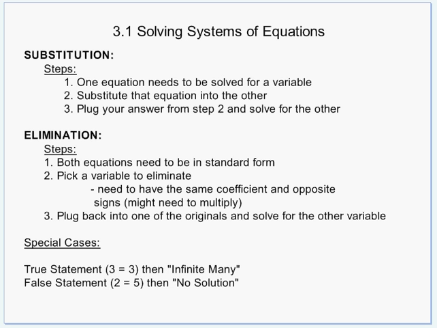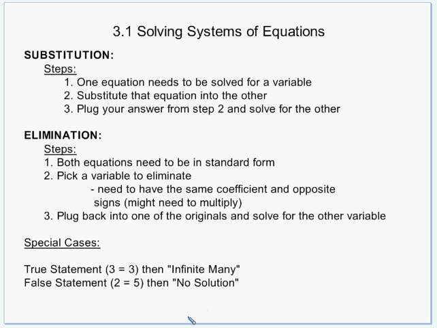Now through elimination, both our equations have to be in standard form. Once they're in standard form, pick a variable that you want to eliminate. The only two things they have to follow is that they have to have the same coefficient and they have to have opposite signs. So you might have to multiply one of the equations or possibly both. Once you have your solution for that equation, you're going to go back and plug your answer into one of the originals and solve for the other variable.